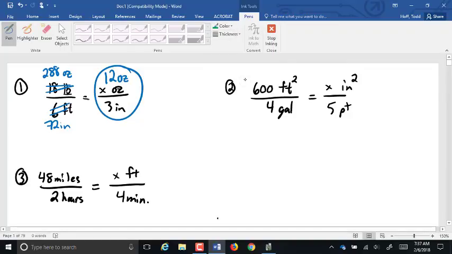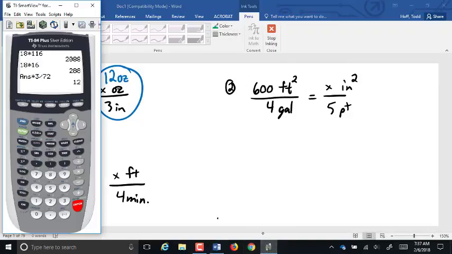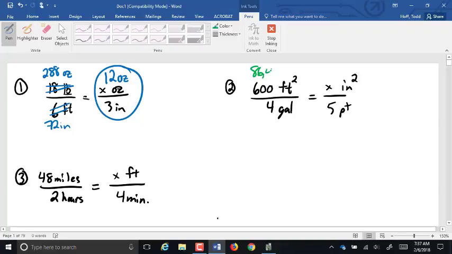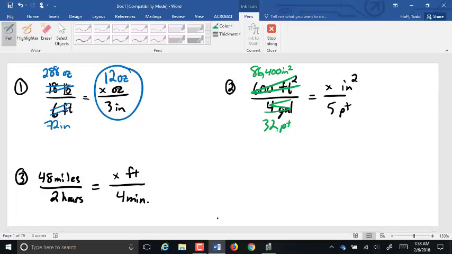Now this next one, 600 square feet, has to be converted into square inches. That's 600 times 144, which is 86,400. Gallons into pints is 32, right? Times 16. Should be 64. No, it's 32. 8 pints. 4 quarts in a gallon, right? 2 pints. I was thinking cups. Yeah, 4 quarts in a gallon would be 16, and 2 pints in a quart would be 32.